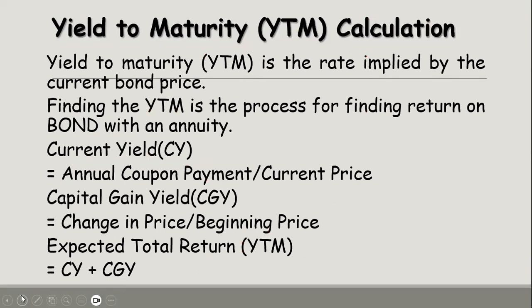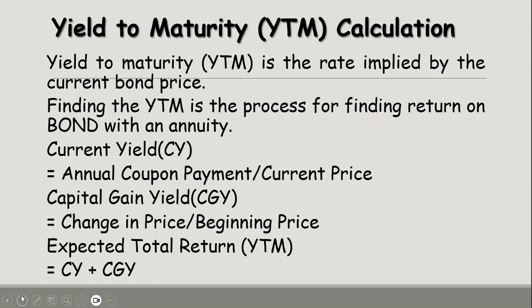Yield to maturity calculation. Yield to maturity is the rate implied by the current bond price. Bonds are offered at par value, that is equal to face value, and on the other side, at premium and at discount. Finding the yield to maturity is the process of finding the return on the bond with an annuity. Here, the annuity is the equal series of coupon payments, which may be annual, semi-annual, quarterly or monthly.